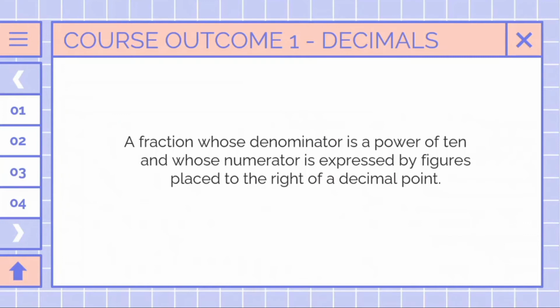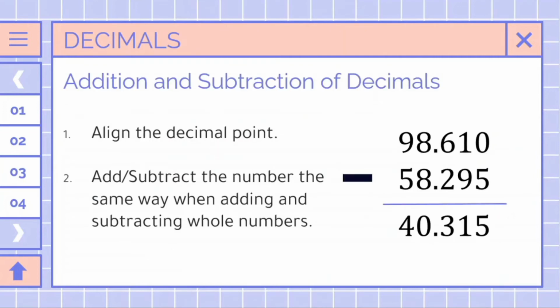So, lagi niyong tatandaan, the number or the numbers on the right side of the decimal points are the decimals, while the numbers on the left side of the decimal points are the whole numbers. Okay? Let's go to addition and subtraction of decimals. So first is to align the decimal point. Here is your decimal point. Kaya align nyo sila.